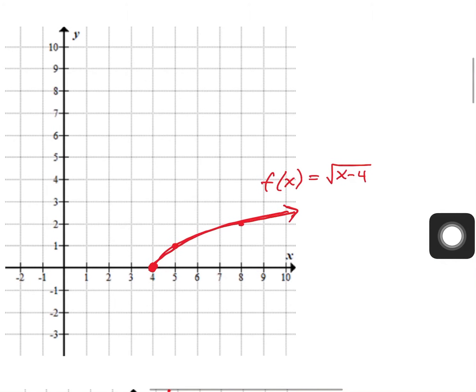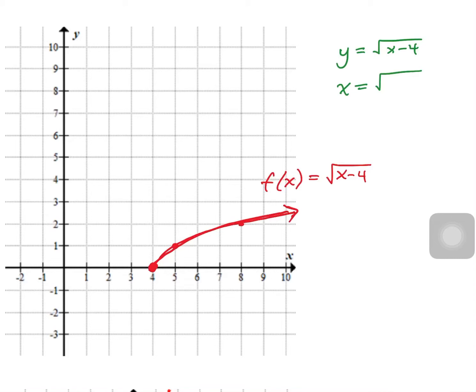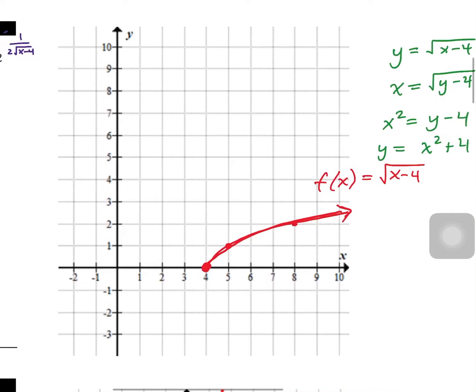Now in this case, we can find the inverse of f of x pretty easily by using the method that we talked about in the last video, and that is by switching x and y around and solving for y. So when I do that, I get x squared equals y minus 4. So the inverse function would be y equals x squared plus 4. Now let's graph that, x squared plus 4. It looks like this.